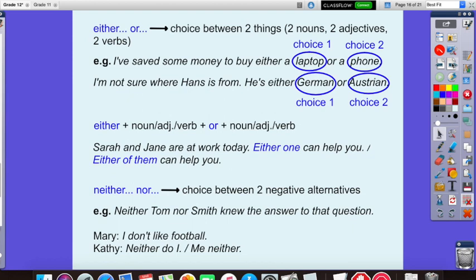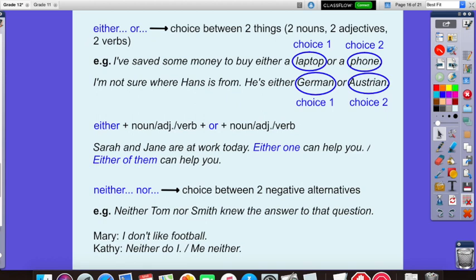Now let's talk about neither. The first thing you need to remember is that neither is negative. We use it when we have a choice between two negative alternatives. For example, neither Tom nor Smith knew the answer to that question. So instead of saying that both choices are available and possible, we use neither to deny these two choices or options. Tom didn't know the answer and Smith didn't know the answer.